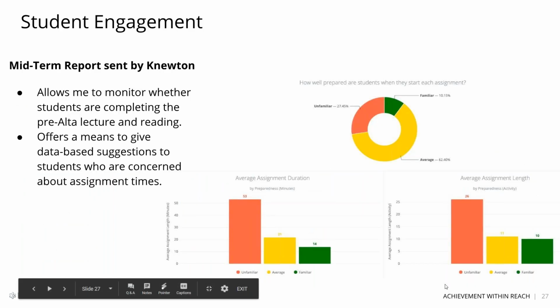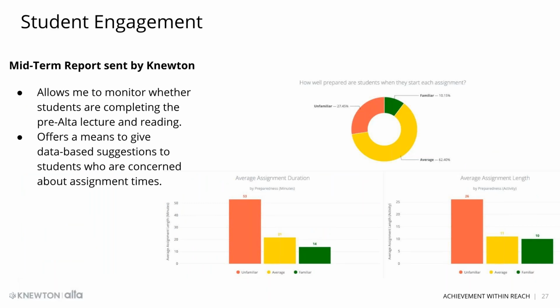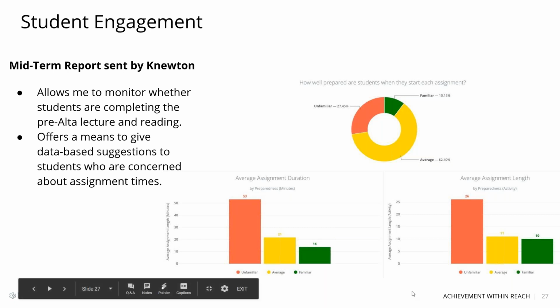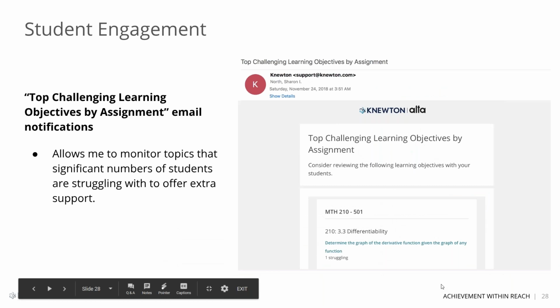And then next, this is a copy of the midterm report that is sent to me by Knewton. Again, it gives me some data on how long it took students who were unfamiliar with the content, or more familiar average students, to get through these assignments and learning objectives. That's really nice for me. I want to make sure that this is all doable and that the amount of time my students have to work on this is reasonable.